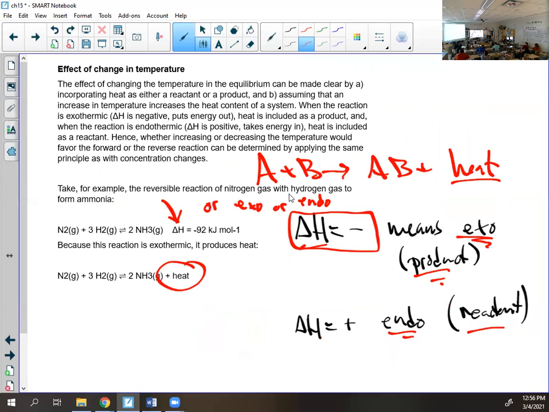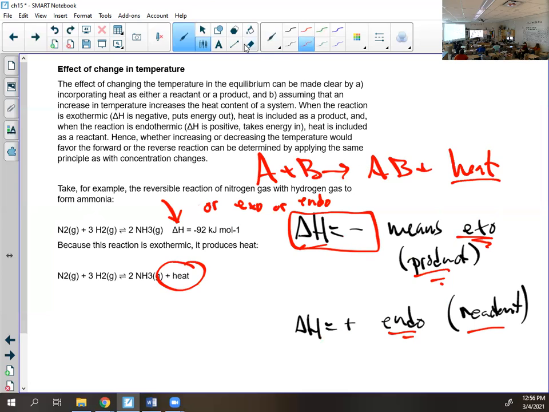All right, letter C. Nope, never mind. When the reaction is exothermic, delta H is negative, puts out energy, heat is included as a product. I already said this. Hence, whether increasing or decreasing the temperature would favor the forward or the reverse reaction can be determined by applying the same principles, the concentration changes. Just follow me here.